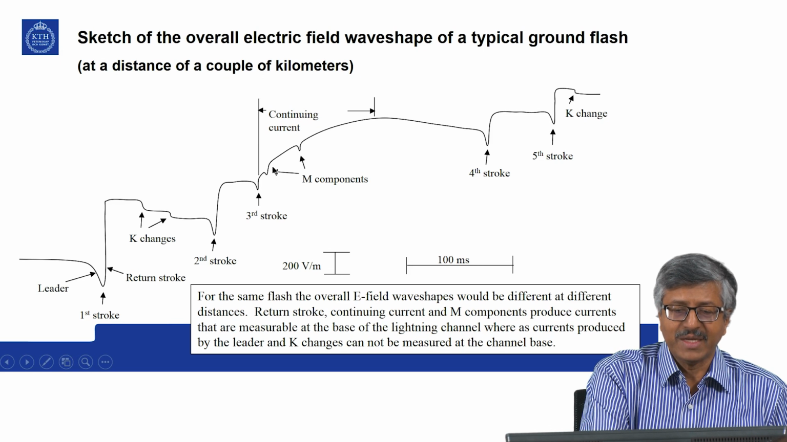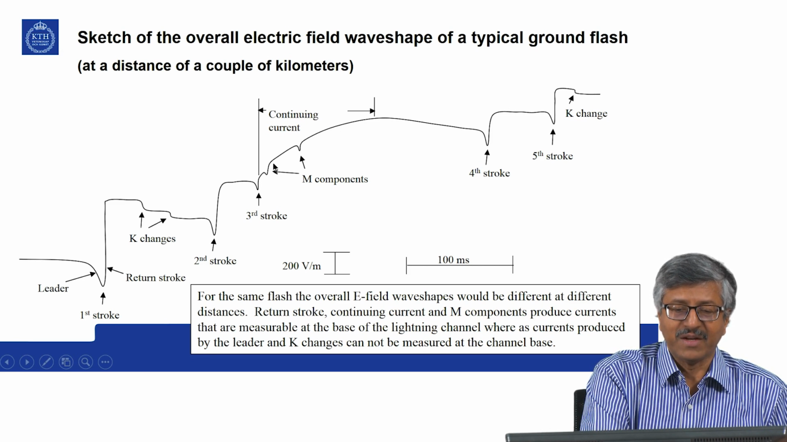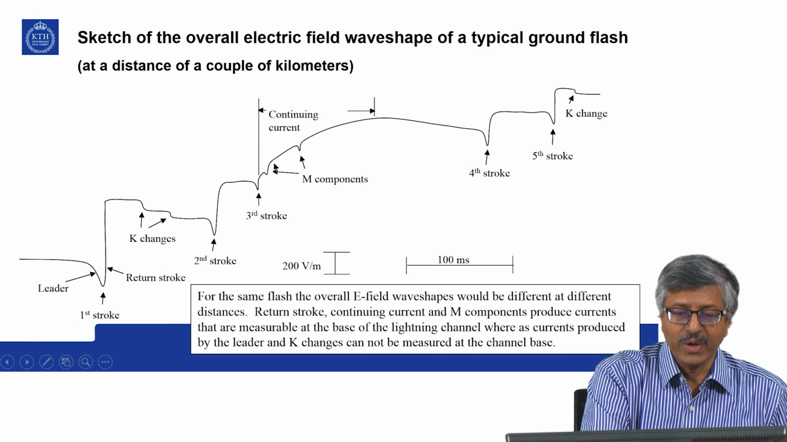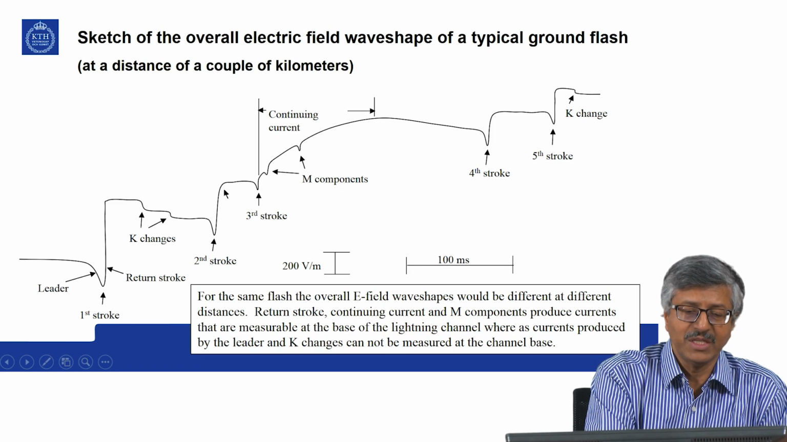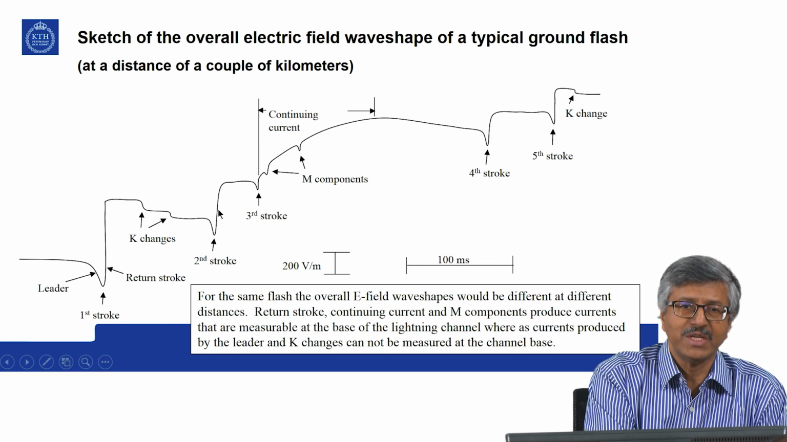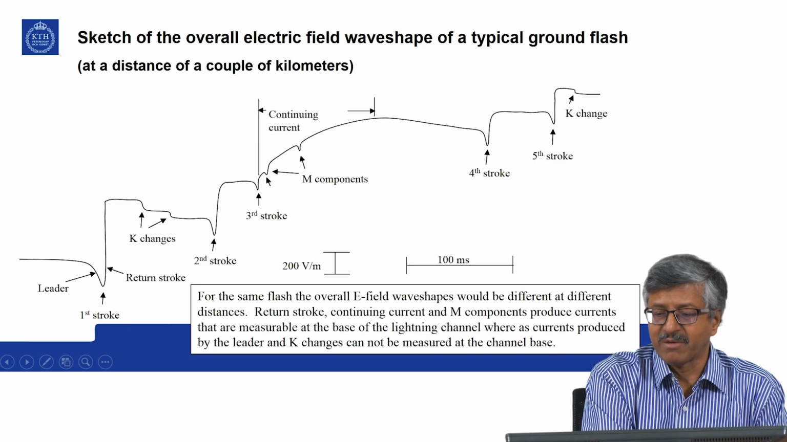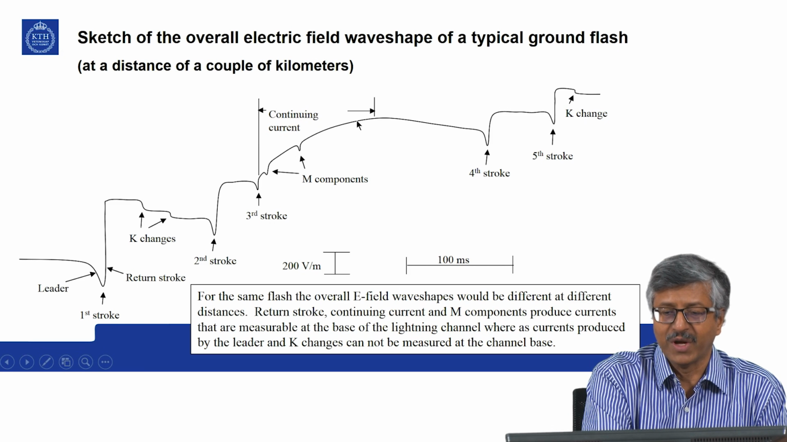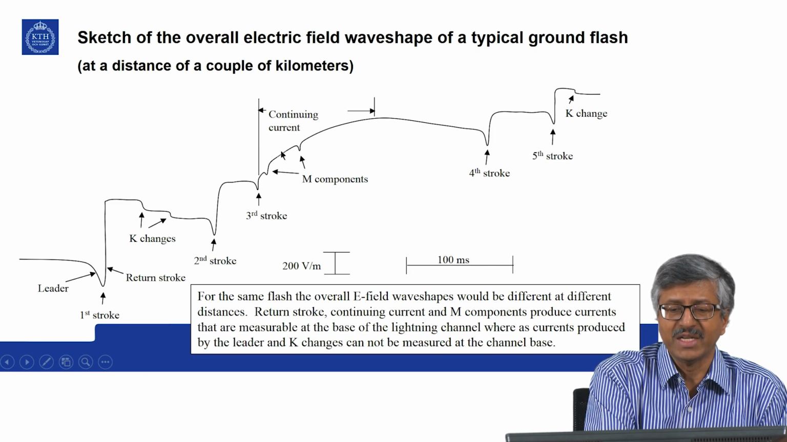Then following that, in this particular case you will see a continuous luminosity of the channel, and that luminosity is represented in the electric field by a slowly varying electric field. This is the continuing current phase. It means that the return strokes are of the order of a few thousands of amperes, whereas during this continuous current, which lasts up to a few hundred milliseconds, the currents are of the order of maybe less than 1000 amperes or a few hundreds of amperes only.